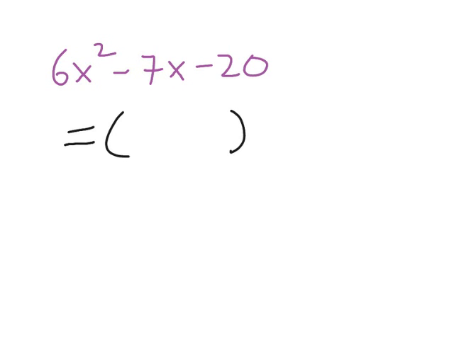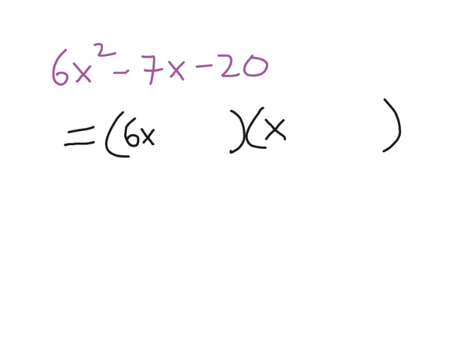How about 6x squared minus 7x minus 20? Now, the difficulty in this is when you put your parentheses down, you've got a couple choices. For 6x squared, you could use 3x and 2x, or you could use 6x and 1x. Which one's the right one? The truth is, there's really no way to know. So you have to take a guess. I'm going to guess 6x and 1x.